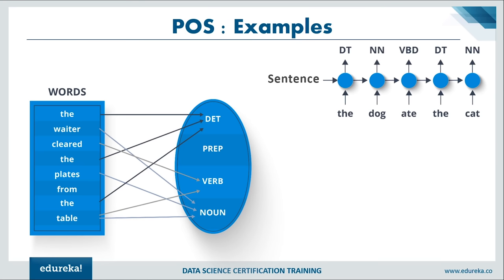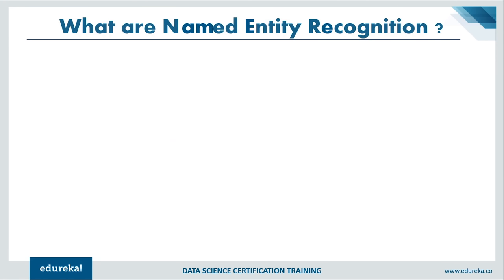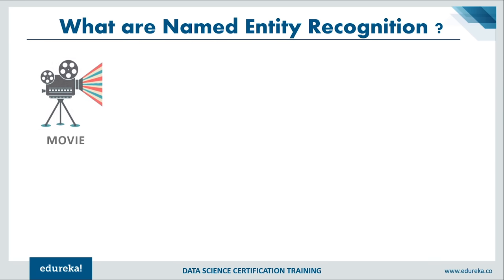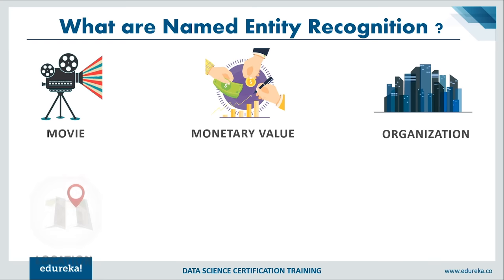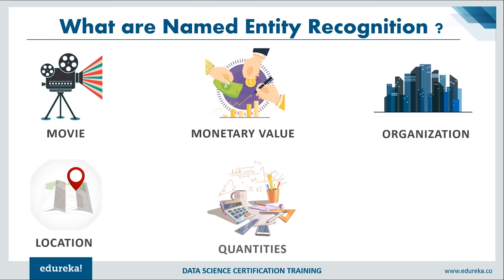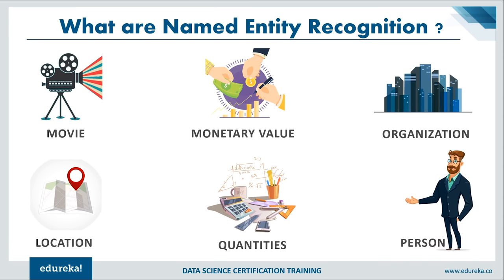Now another concept in natural language processing is NER, which is known as named entity recognition. The process of detecting the named entities such as a movie, a monetary value, an organization, a location, quantities, and a person from a text is known as named entity recognition.